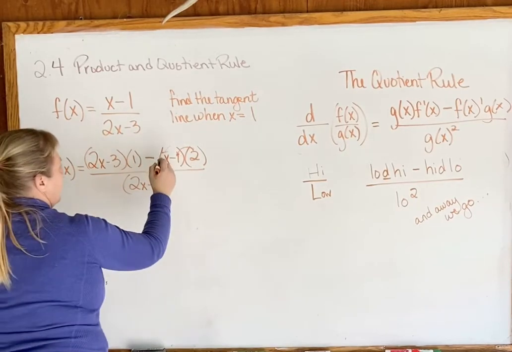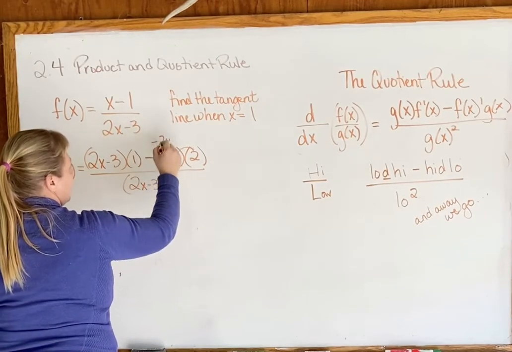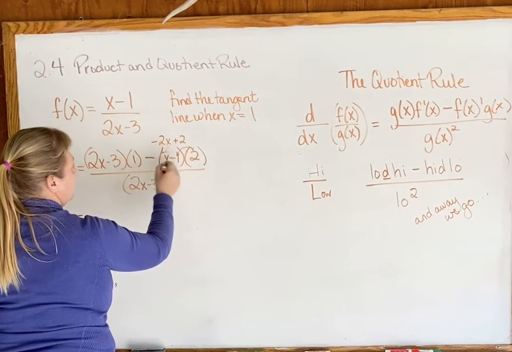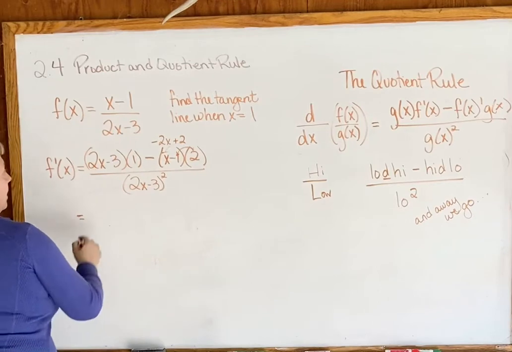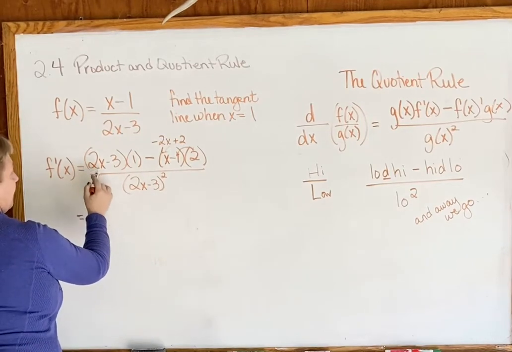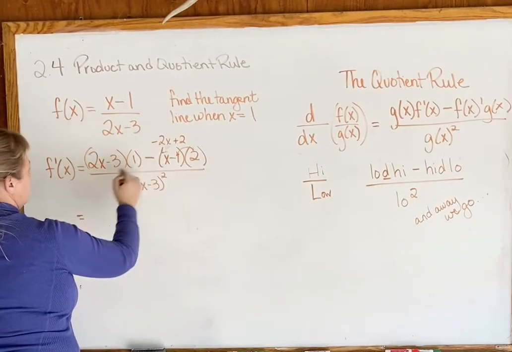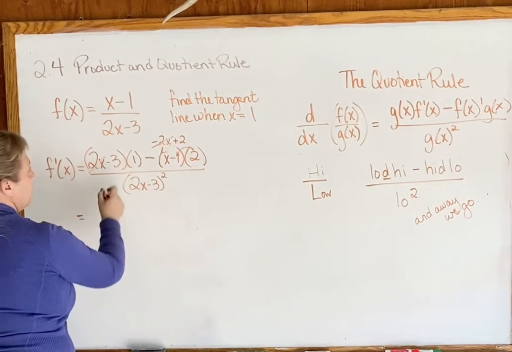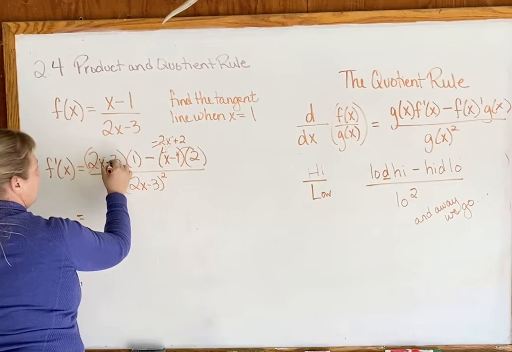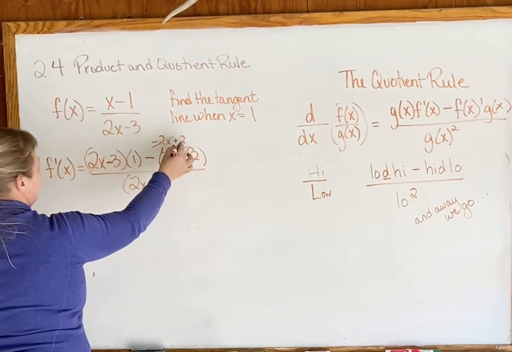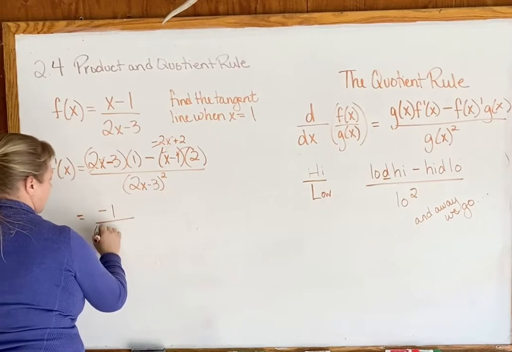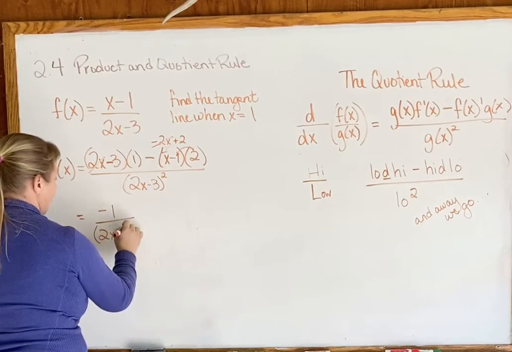So we'll have negative 2x and then plus 2, right? The two negatives will make a plus 2. All right, so then when we simplify, we're going to have 2x minus 2x. So those two guys are going to go away. And then we'll have minus 3 plus 2. So minus 3 plus 2 is going to give us a negative 1 over 2x minus 3 squared.